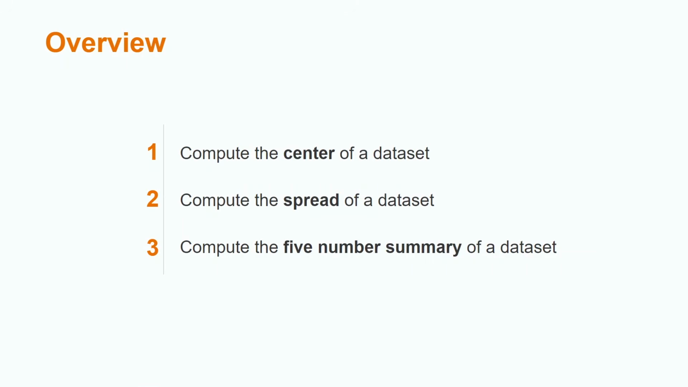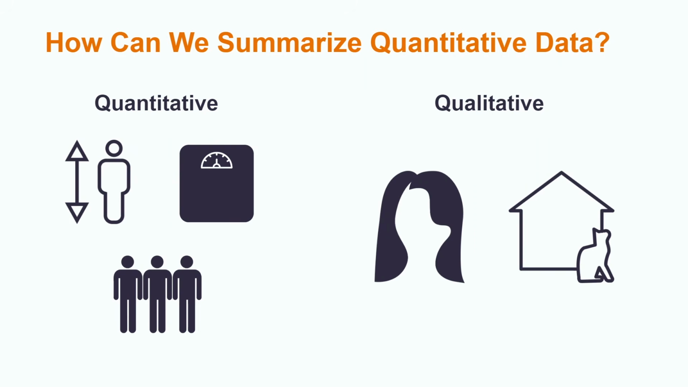In today's lesson, I will be discussing how to compute the center, spread, and 5-number summary of a dataset. There are two types of data, qualitative and quantitative. Quantitative data is data that is numerical, such as height, weight, or number of siblings. Qualitative data is data that is non-numerical, such as hair color or whether or not someone owns a cat. Today we will be discussing quantitative data and how to summarize it.